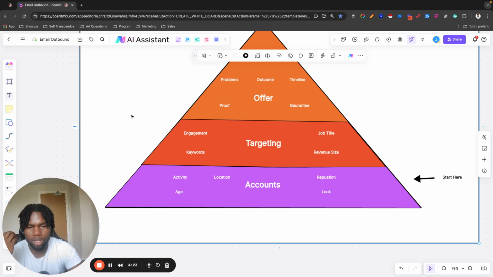Now, how do you know your account is up to scratch? There are a few tests. Number one is deliverability. Use things like MailReach or send yourself an email.